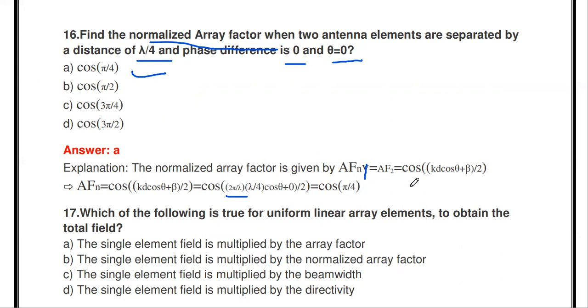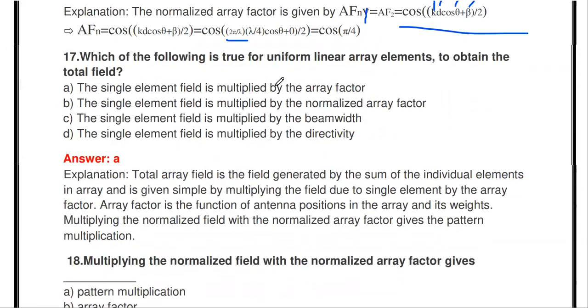So simply in this formula you substitute the value of k, which is 2 pi by lambda, the distance d is lambda by 4, theta is 0 degree, and beta is also 0. You just substitute and find out, cos pi by 4 is the answer.